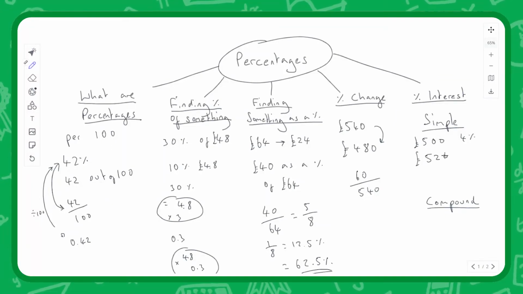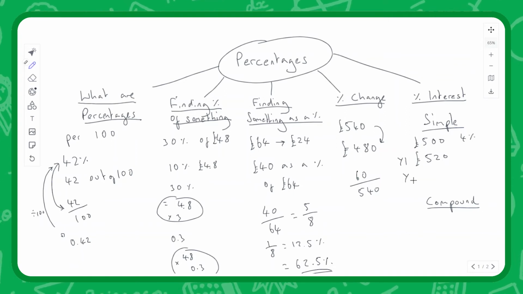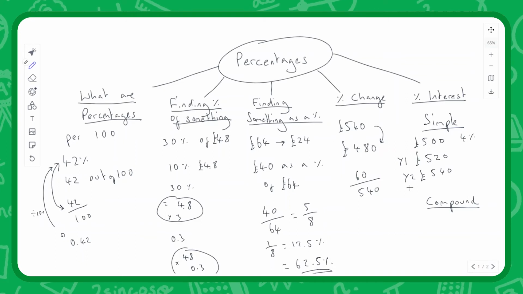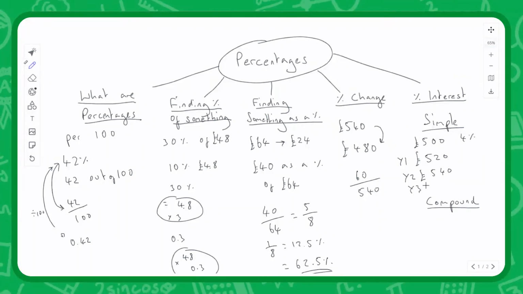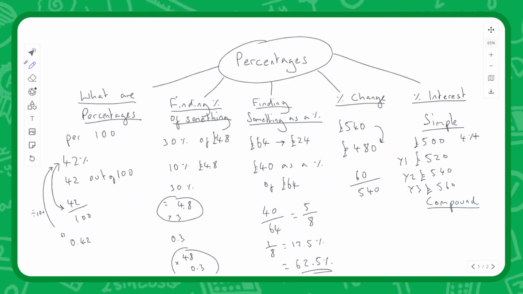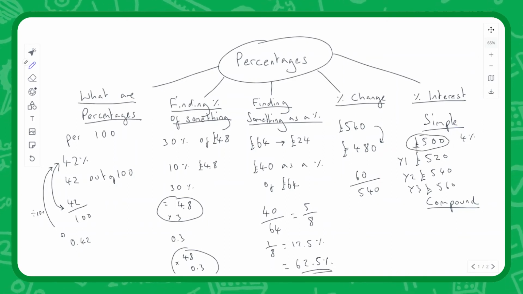So after the first year, after year 1, we'll have £520. After year 2, we'll have £540. And after year 3, we'll have £560. Because every year we just add on the same amount. It's 4% of the original amount that we add on.